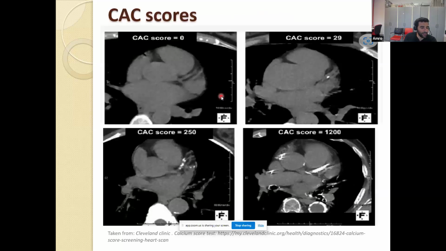So this is just an example before we talk about which patients to choose. You can see on the top, these are 4 different patients. You can see the calcium scores on the top: 0, 29, 250, and 1200.